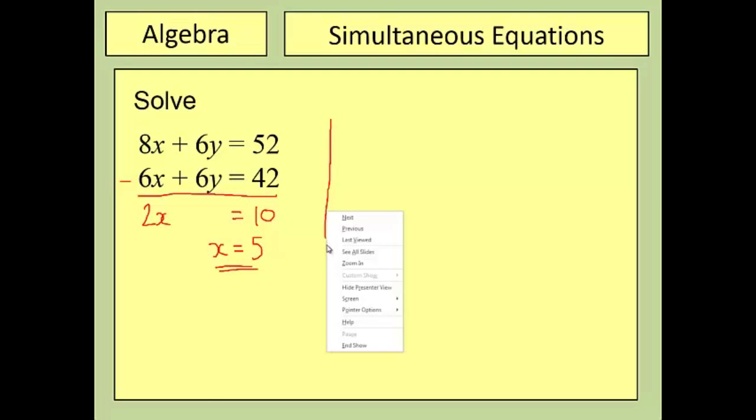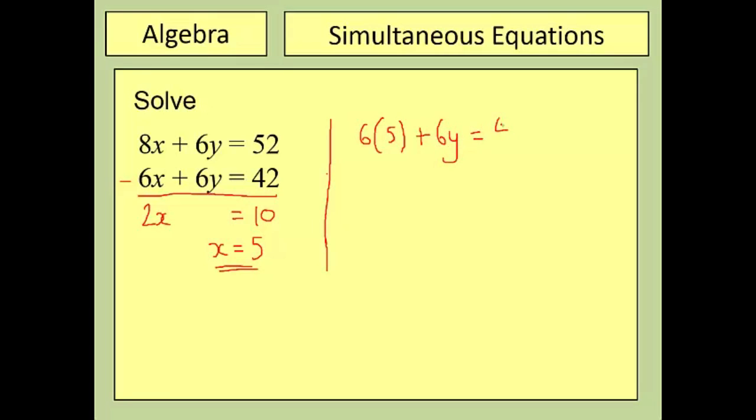So we separate our working out, and we pick an equation again. I'll pick the second equation this time, and so I'll write it out again, but rather than writing this x here, I'm going to write 5, because I know that x equals 5. So I've got 6 lots of 5, because that's x, plus 6y equals 42. And then I solve as I did before, so 6 lots of 5, well that's 30, plus 6y equals 42.